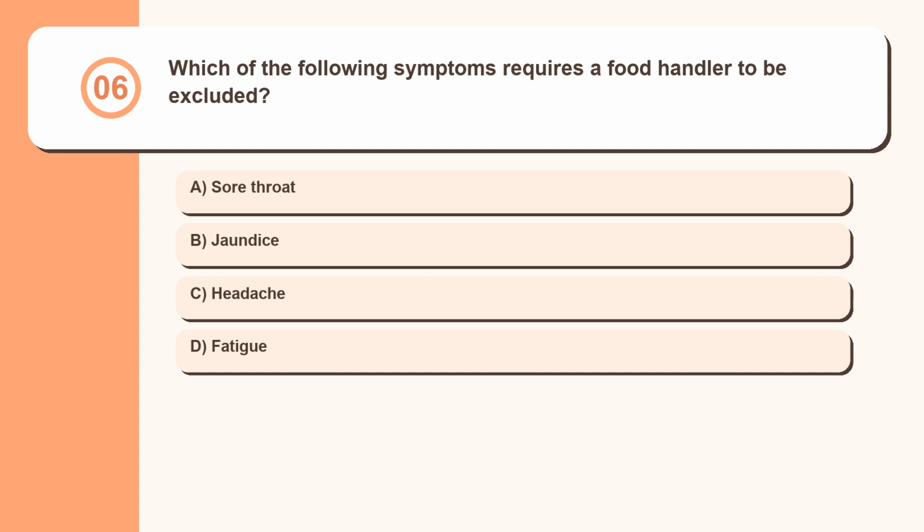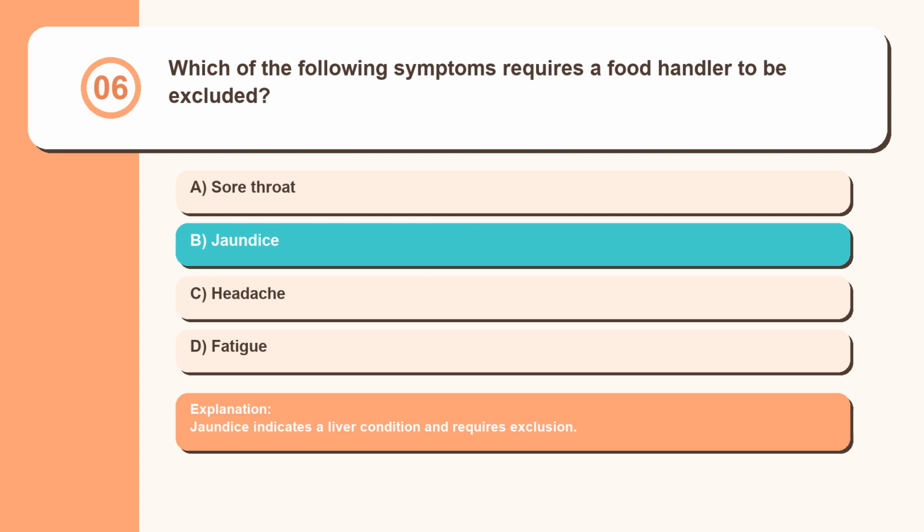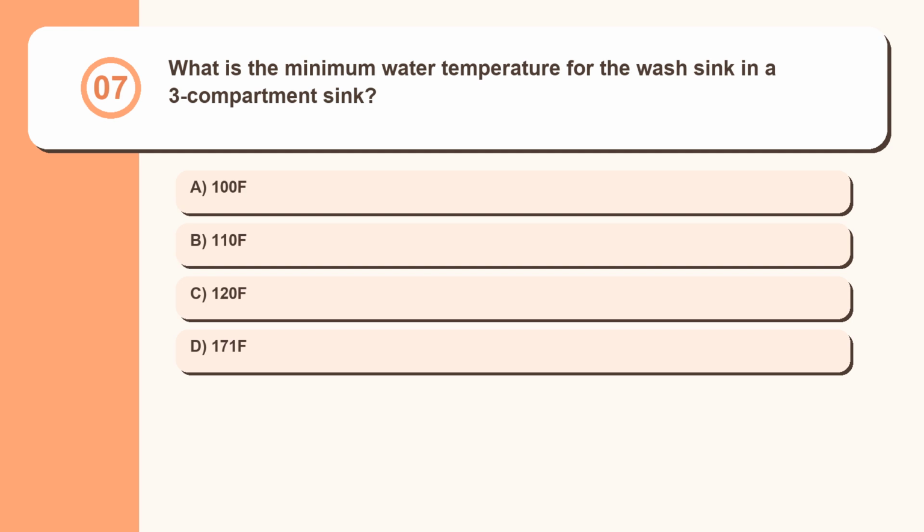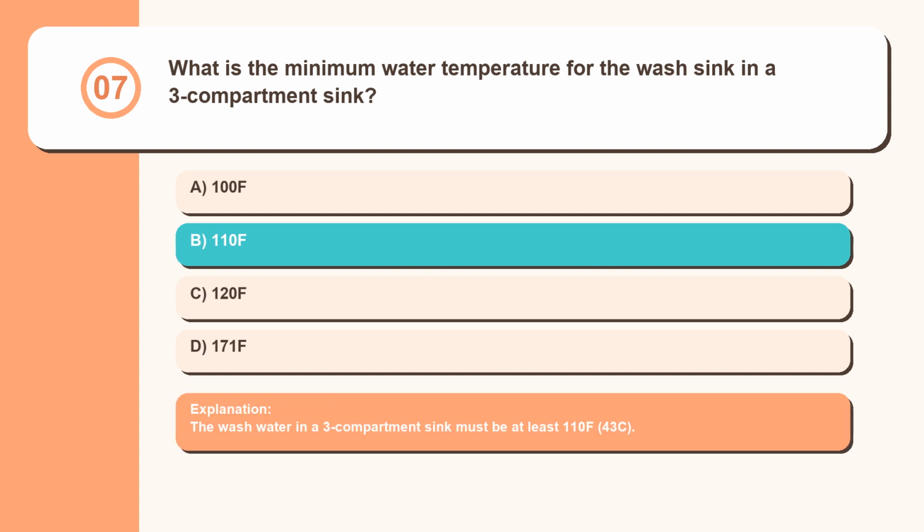Question 6. Which of the following symptoms requires a food handler to be excluded? Sore throat, jaundice, headache, fatigue. Jaundice indicates a liver condition and requires exclusion. Question 7. What is the minimum water temperature for the wash sink in a 3-compartment sink? 100F, 110F, 120F, 171F. The wash water in a 3-compartment sink must be at least 110F, 43C.